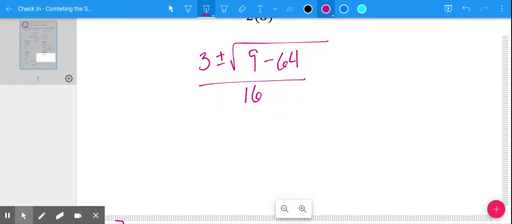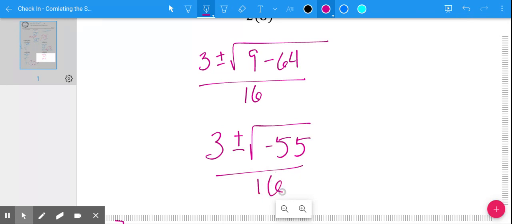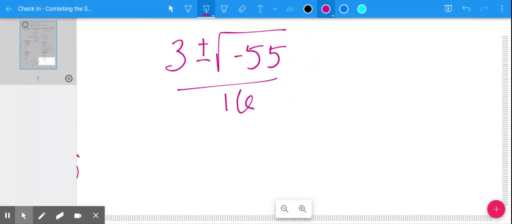We're going to keep simplifying. So I'll have 3 plus or minus the square root. 9 minus 64 gives me negative 55 all over 16. And guys, if you were to put the square root of negative 55 into the calculator, it would give you an error.